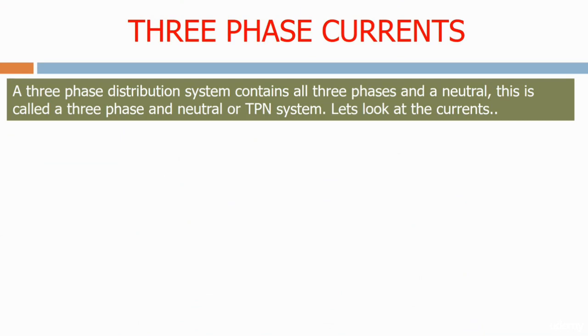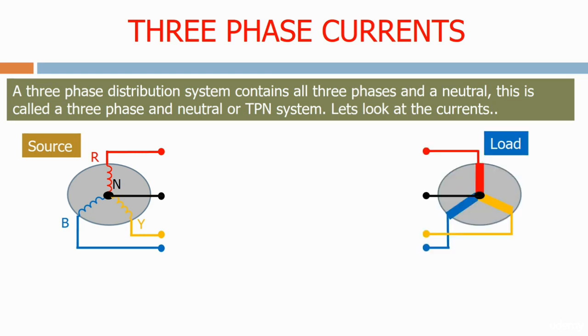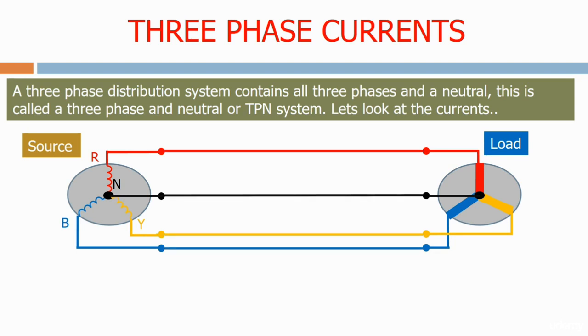A 3-phase distribution system contains all 3 phases and a neutral. This is called a 3-phase neutral, or TPN system. Let's look at the current. Firstly, we have a 3-phase source with red phase, yellow phase, and blue phase output, and a neutral. We have a 3-phase load with red, yellow, and blue elements. We have 3-phase conductors, red, yellow, and blue, and finally a neutral conductor.